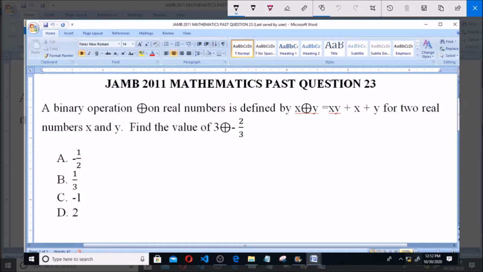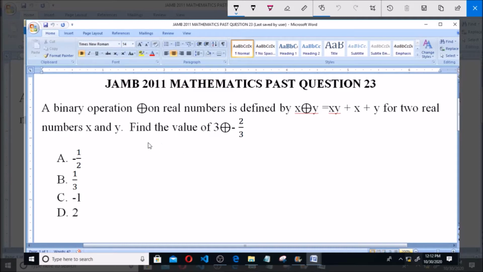I'll be answering JAMB 2011 Mathematics Past Question 23. A binary operation, ⊕, on real numbers is given as x ⊕ y = xy + x + y for two real numbers x and y. Now find the value of 3 ⊕ (-2/3).